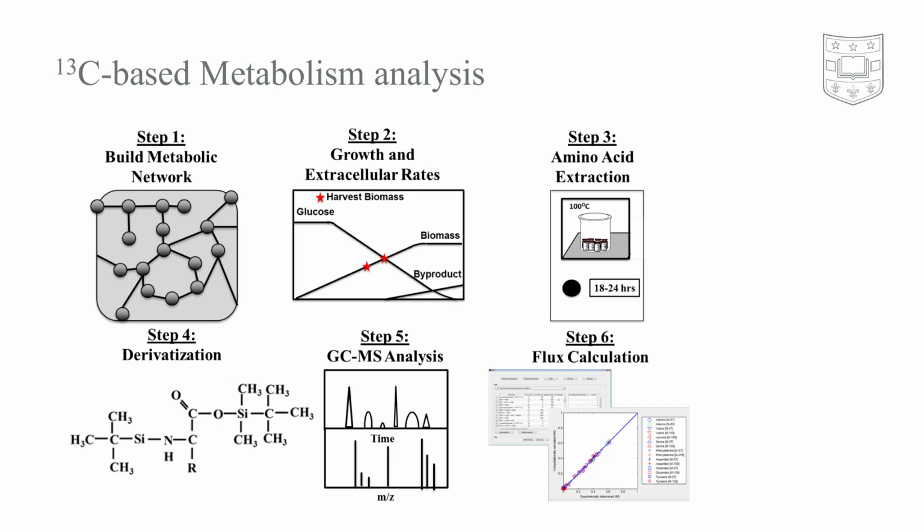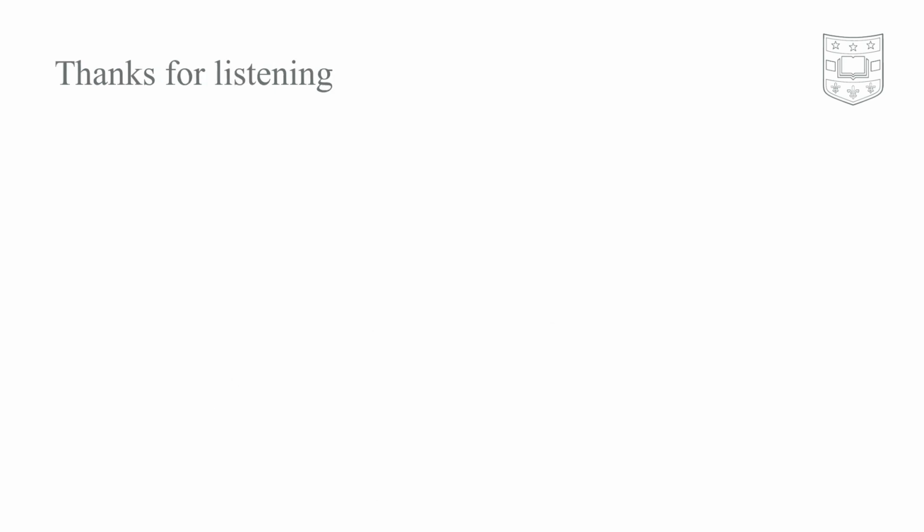Step 4, derivatization, chemically modifies the amino acids to make them volatile and suitable for downstream analysis. In step 5, the samples are analyzed using gas chromatography mass spectrometry, or GC-MS. This technique identifies isotopomer distributions, providing data for flux calculations. Finally, step 6 uses computational tools to calculate fluxes within the metabolic network. By integrating experimental data, researchers can model the flow of carbon through metabolic pathways and gain insights into cellular behavior.